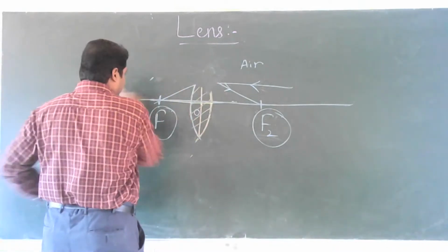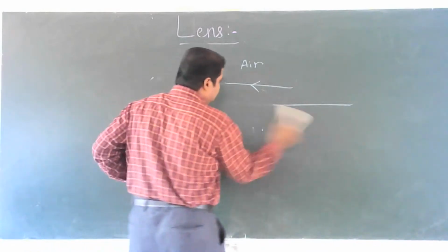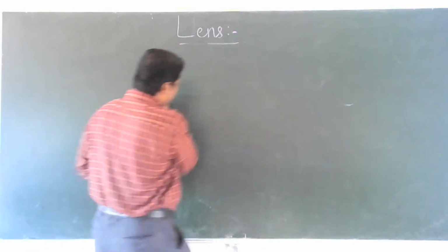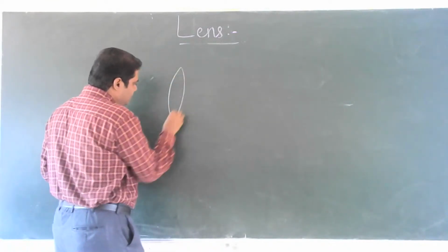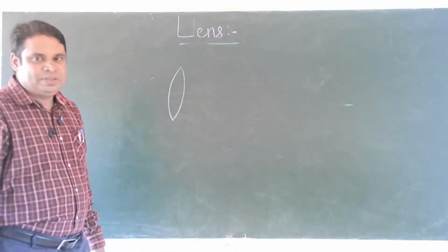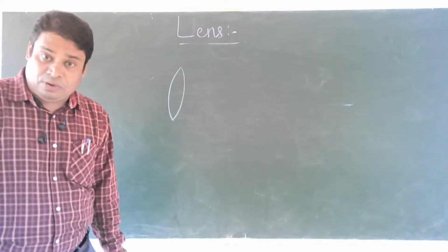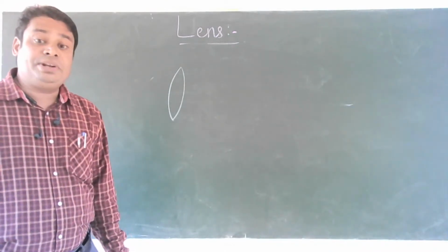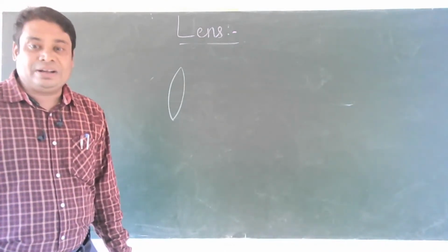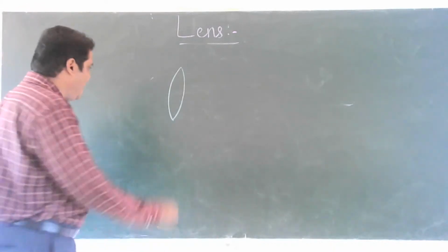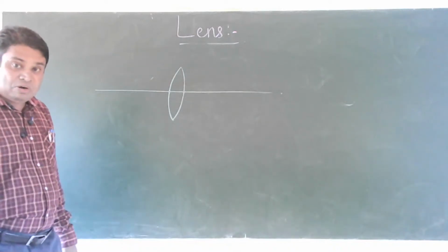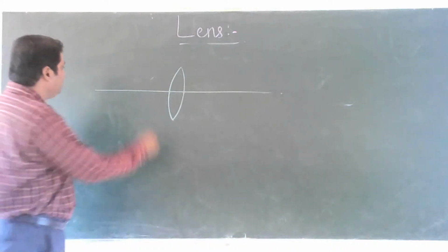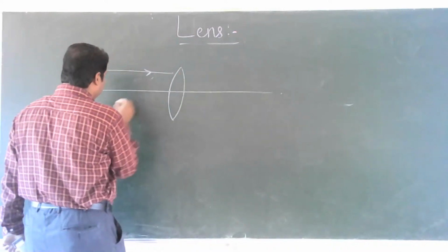Okay. And this lens, which we call a convex lens, is often called what? Converging lens. What? Converging lens. In air, this lens is called a converging lens. Why?